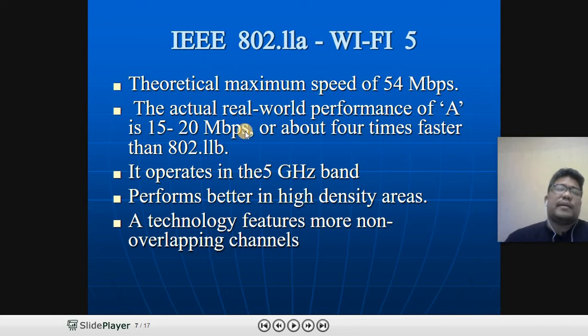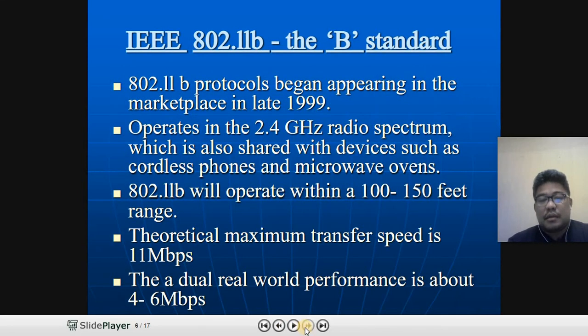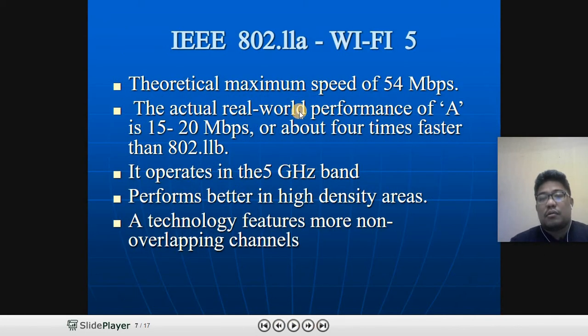So why not mag 11b na lang? Kasi mas gamit pa rin ang Wi-Fi B dahil may mga devices, may mga appliances na gamit pa rin ay 2.4 like yung microwave oven at saka yung mga cordless phone. So although mas better yung speed nito, yung ibang device kasi hindi sakop ng ganitong technology, which is Wi-Fi 5.